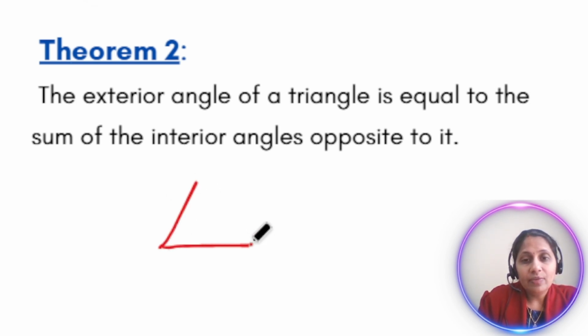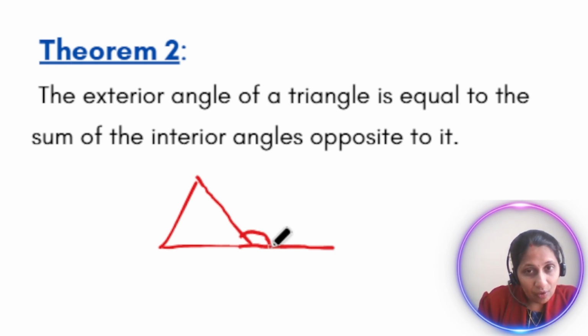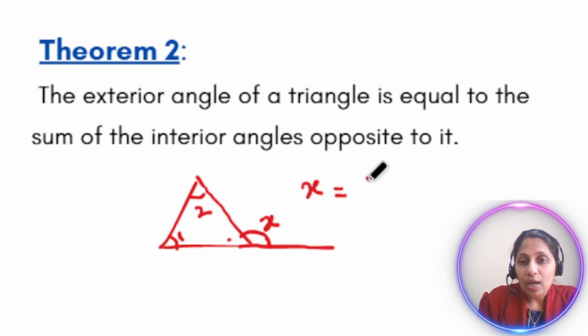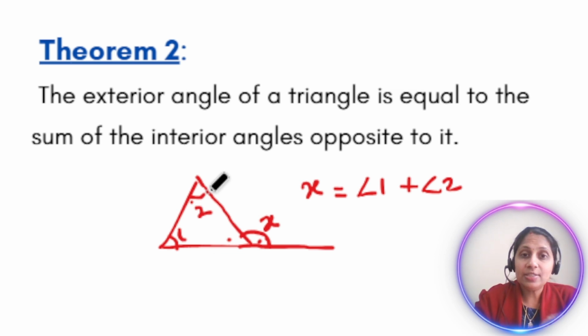What is that? When you take a triangle and extend one side of it, the exterior angle that is formed, say for example, x, is equal to the sum of the interior opposite angles. The interior opposite angles for x are these two, 1 and 2. So x will be equal to angle 1 plus angle 2. The exterior angle is equal to the sum of the two interior opposite angles.